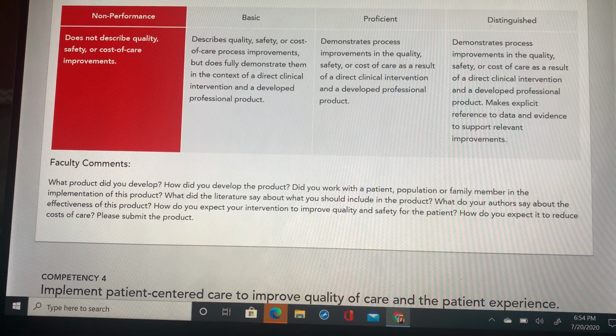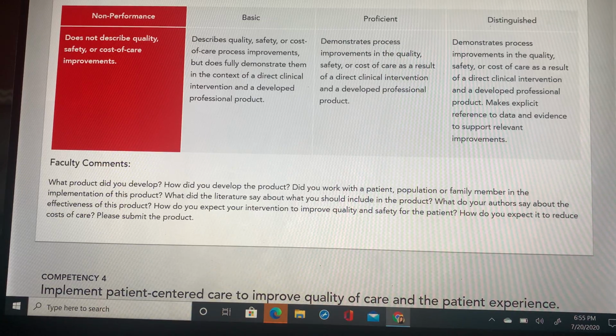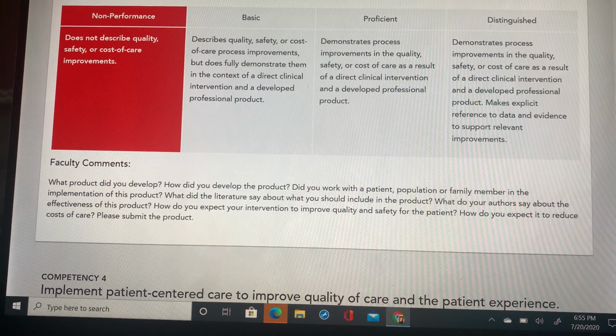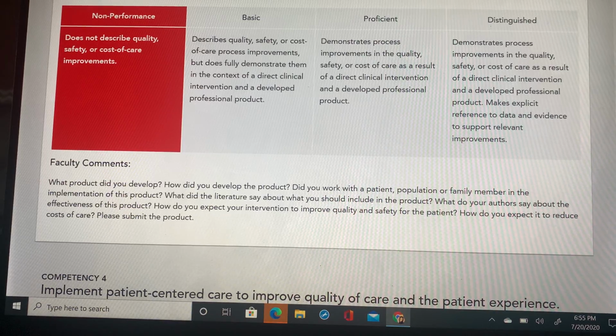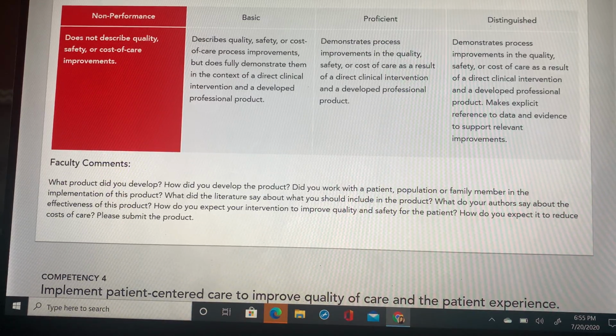all evidence-based research. Like, I came up with something myself, and so when I redid it, I went about it a different way. I went and researched something to develop a product. So when I researched something, then I was able to resubmit it and say, hey, this is the product that I developed, and John Doe in his article said that this product will help reduce cost, safety, quality, blah, blah, blah.